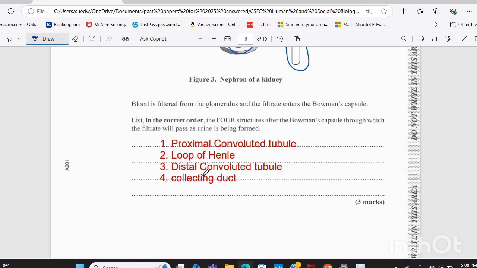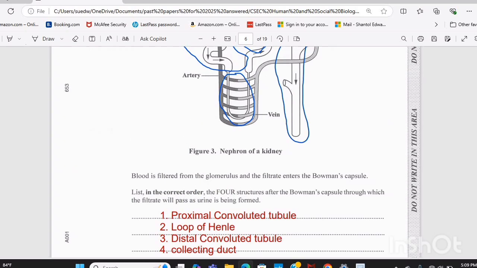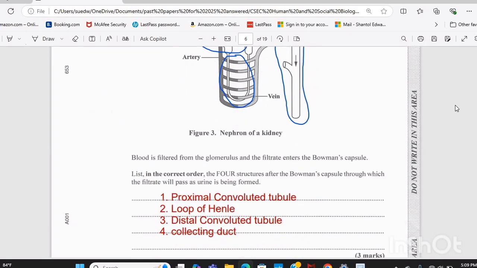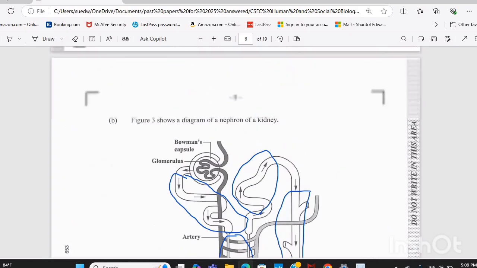Now, I don't know how CXC would have marked the question, because if they ask you to list in the correct order the 4 structures after the Bowman's capsule, I think the mark awarded should have been 4 marks. However, we see on the paper that it is only worth 3 marks. So students, regardless of how many marks you see on the paper, give the amount of answers that you are asked, all right? So again, let's look at it. The proximal convoluted tubule follows the Bowman's capsule, then the loop of Henle, then the distal convoluted tubule up here, and finally the collecting duct.